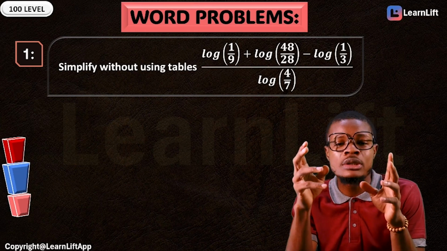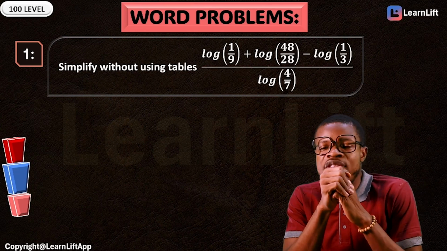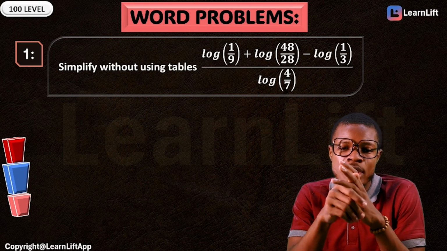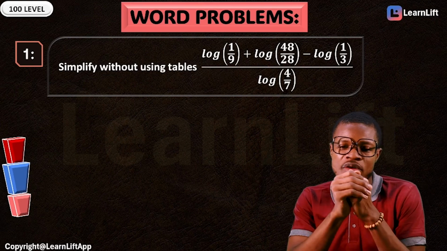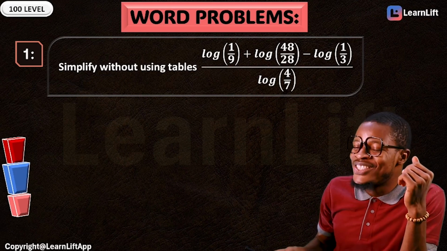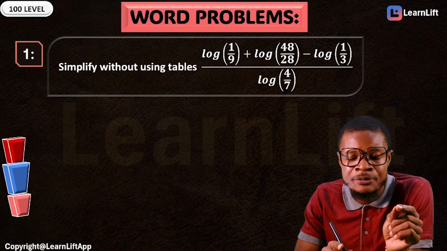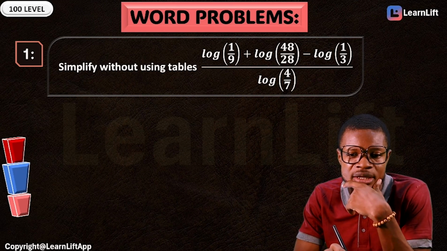Simplify without using tables, and you can see the question. If they give you a question of this nature, it is very wrong to start using tables to solve. So don't use your table. Shift your table and then solve on the ground. So what is this going to give us? We're going to apply the laws that govern logarithms here.